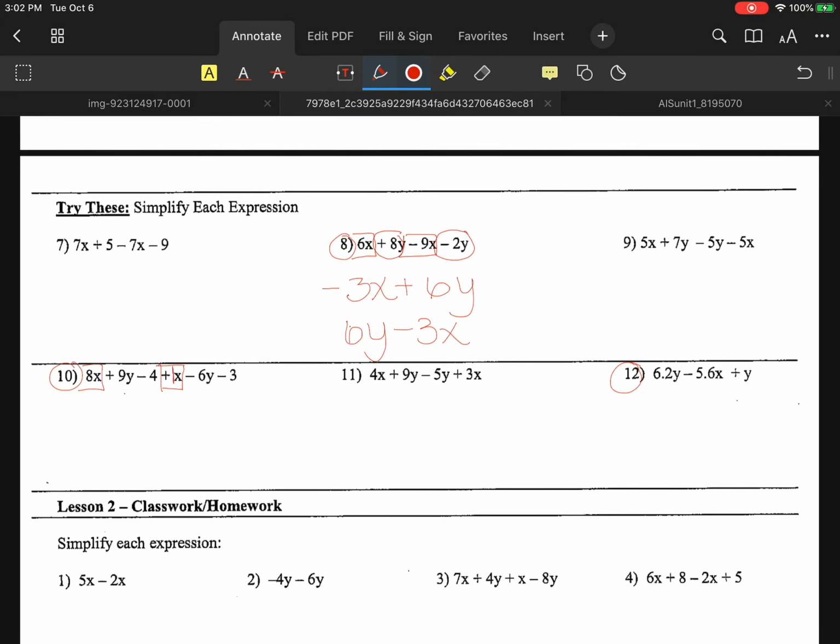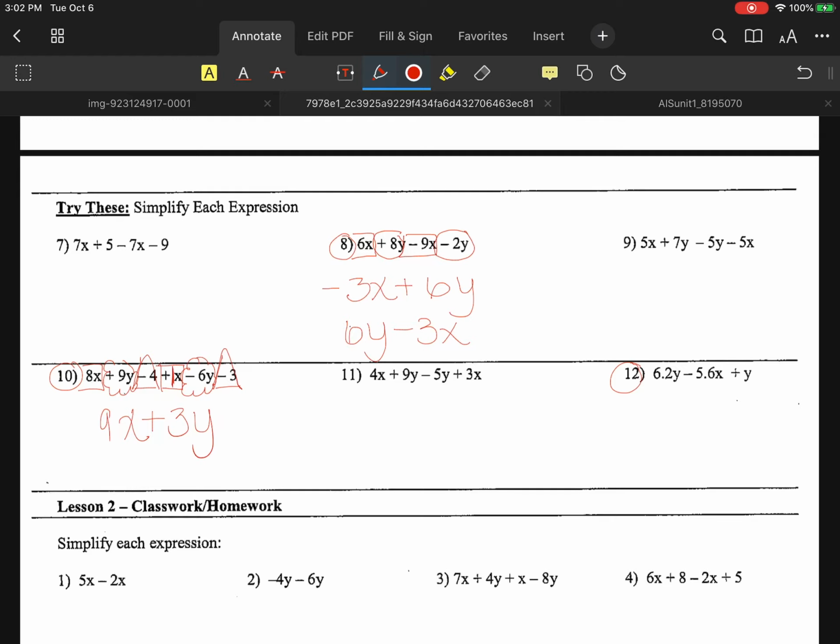Number 10, I have an 8x, a plus positive x, which again has an invisible coefficient of 1. Both are positives. Signs are the same. I add and keep the sign. I get 9x. Now let's do our positive 9y and our minus 6y here. Signs are different. I subtract. 9 take away 6 is 3. Those were my y's. Keep the sign of the bigger number. It's a positive 3y.